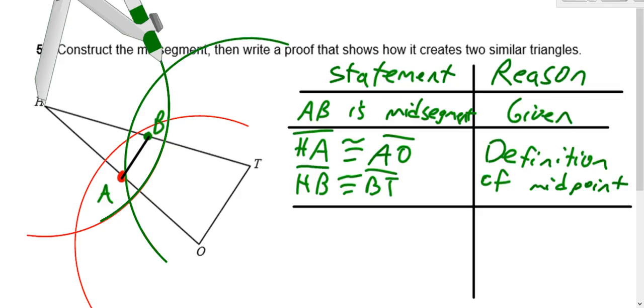We then have the option to either show that since those pieces are congruent, the ratio is the same, which means that these sides will be parallel. Or I think it's a little bit quicker if we show that the ratio of HA to HO is the same as the ratio of HB to HT.